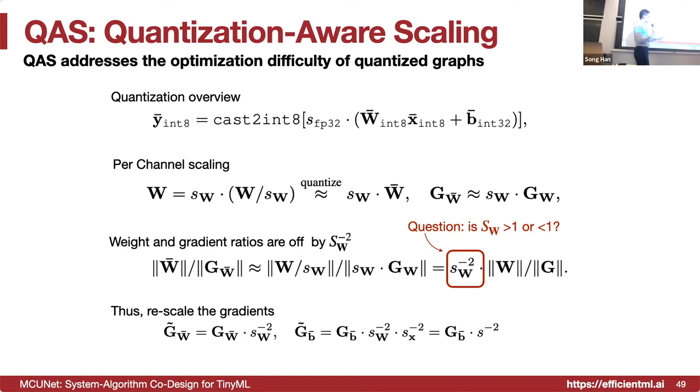And similar for the bias, it suffers from two terms. One is the scaling factor of the W, the other is the scaling factor of the X, right? So that's why we have this zigzag pattern. It suffers from two terms, while this one suffers from only one term. Okay, and we put them together, we denote it as S.